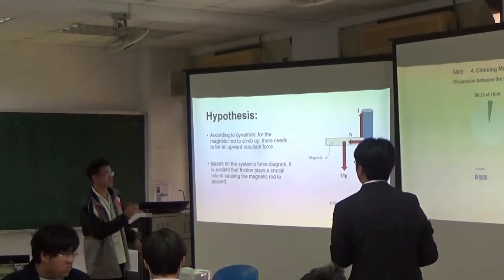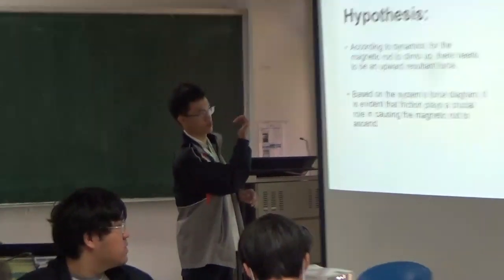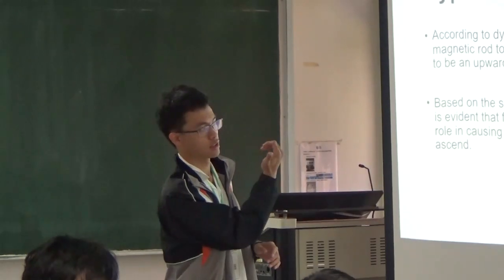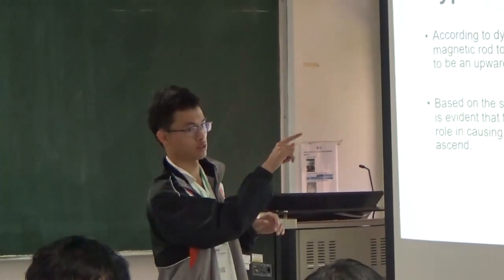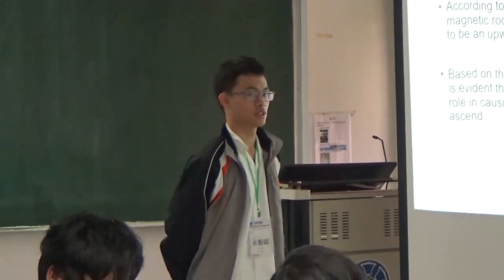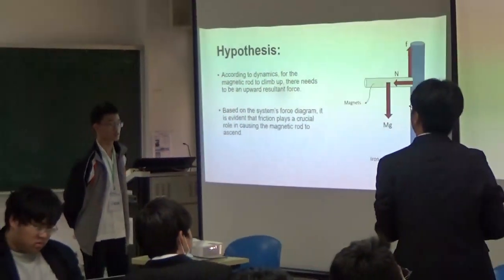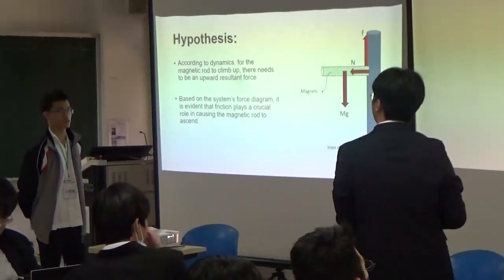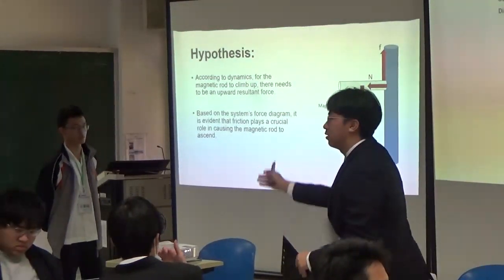Yeah. It will rotate, so the magnetic force will act on the iron rod, and the iron rod will give the upward normal force. So you mean the N is the normal force here? Yeah. And you think it comes from the magnetic force? Actually, from the direction I see, because magnetic. Can I use the blackboard? Yes.